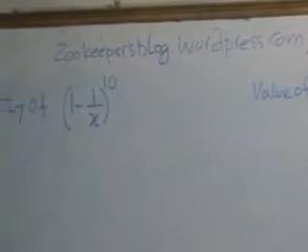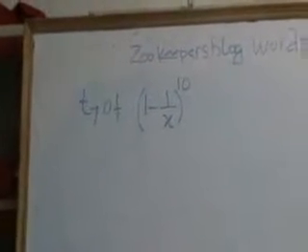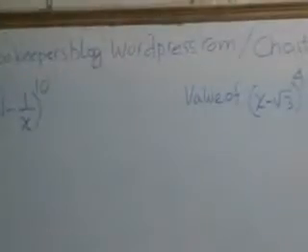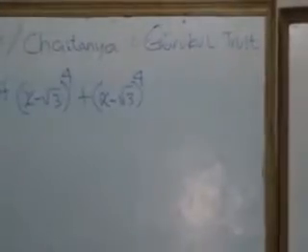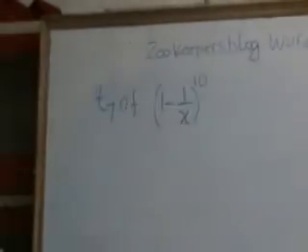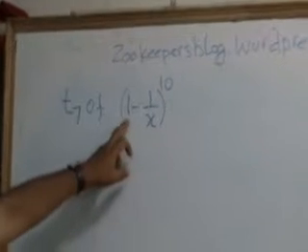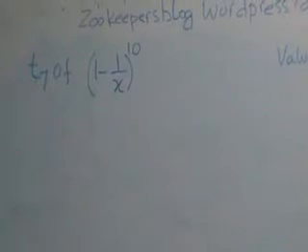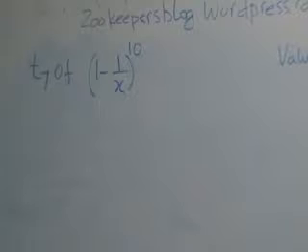Hi. Let us solve some very simple problems of binomial expansion. Binomial means there are two terms. If there are three terms, then it is a trinomial. So there are only two terms, and it's a binomial expansion. And they want T7. T7 means the seventh term. So we will not have to write all the terms.